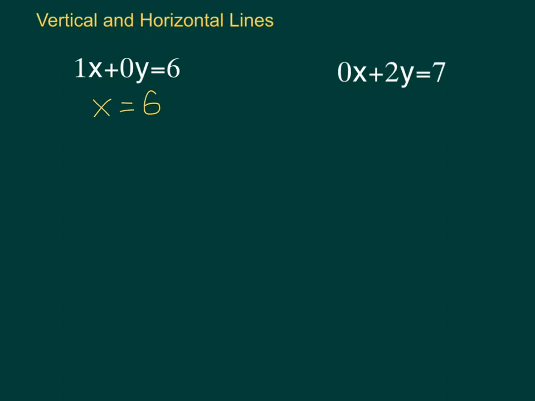X equals 6 is going to be a line that satisfies that equation x equals 6. Every point on the line has to make that equation true.